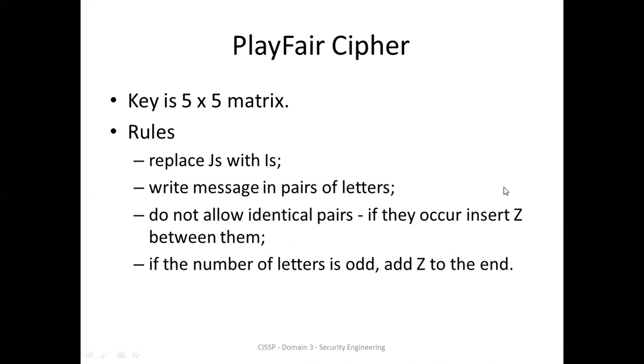So the Playfair Cipher works on what is called a 5x5 matrix. A 5x5 matrix full of English alphabets, and English alphabets are 26. So as a rule, J will be replaced by I. If you want to say jockey, it'll be iockey. So J will be replaced by I.